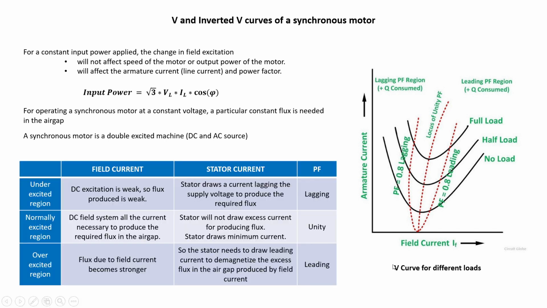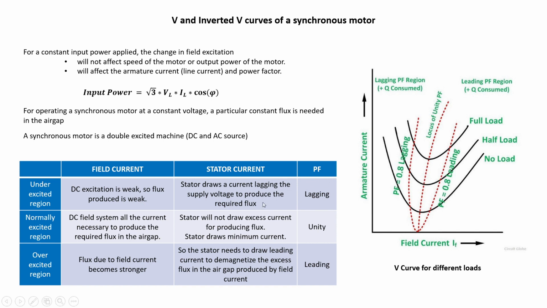When the field current is very low, the flux produced is weak and the flux needs to be strengthened. So the stator draws a current lagging behind supply voltage to produce the required flux. So at this time the power factor of this circuit is lagging.